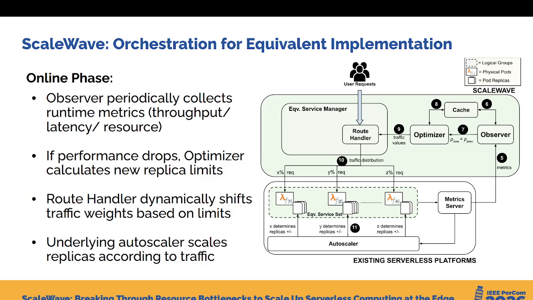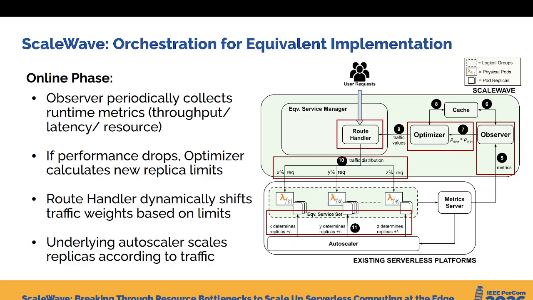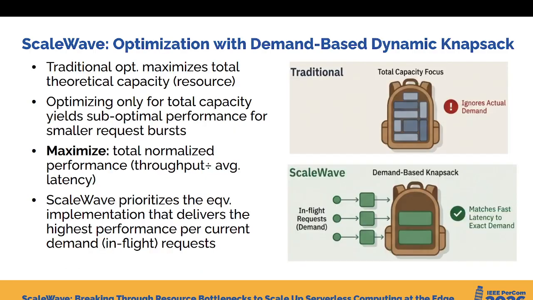a request arrives, the observer component periodically monitors runtime metrics such as throughput, latency, and resource usage. It computes a performance metric defined as the ratio of throughput to the average latency. If the performance drops, the observer triggers the optimizer component, which calculates new replica limits and new traffic distribution values, which are fed to the route handler, which then applies the updated distribution across the implementations. The underlying autoscaler remains completely unaware of ScaleWave, but it reacts naturally to the traffic patterns generated by ScaleWave.